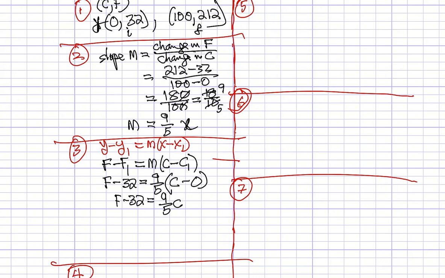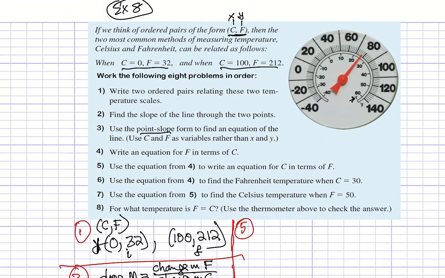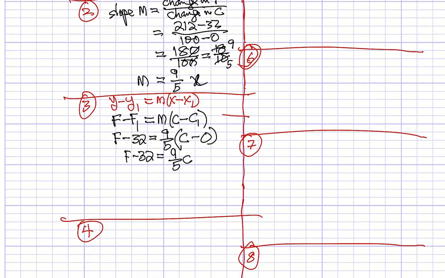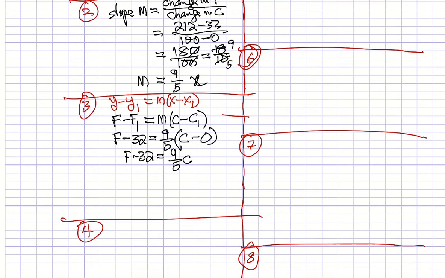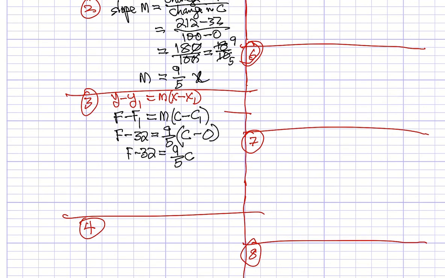Okay, but we'll have to put it in there. He said find the equation of the line. We can't leave it in that form. Let's put it in what I call slope intercept form. And then we move 32 to the other side. We'll have F is equal to 9 over 5 C plus 32. You see that? That's the slope intercept form right there.